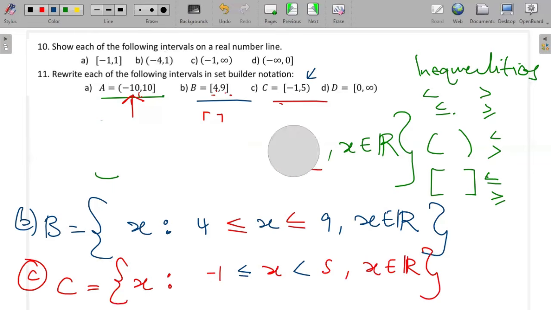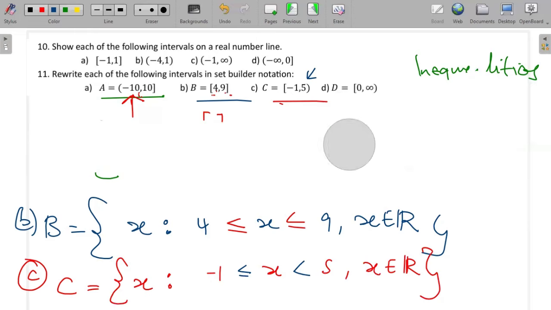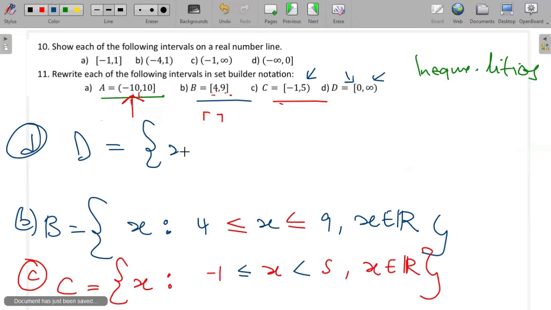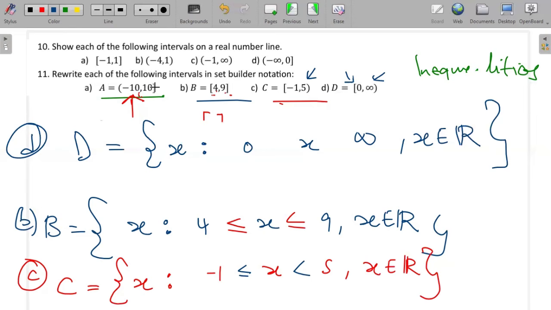Okay, let's look at D, the last one. So on D, we notice that on 0, we have a square bracket, and then at the end, we have infinity. So we have a curved one. So D will be a set of all the x's such that 0 ≤ x < infinity, but this x is a real number. So it can take any value.